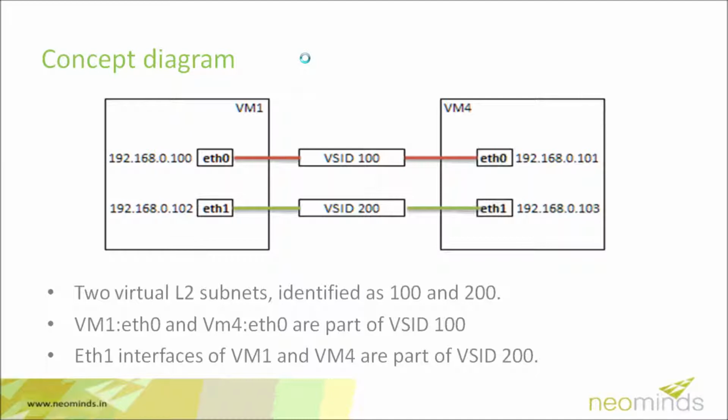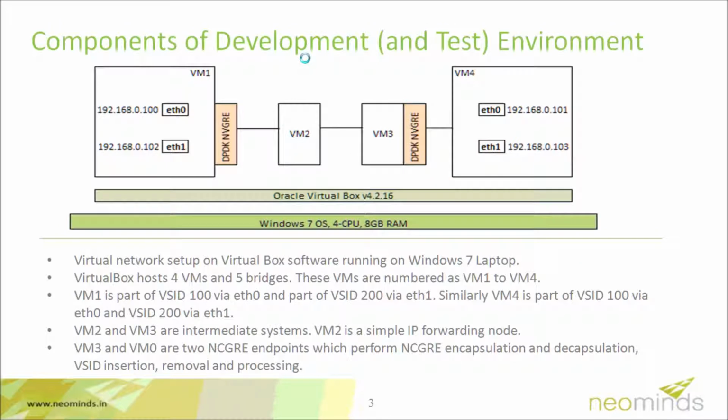Let's see how this concept is realized in our project environment. We use a Windows 7 laptop with 4 CPUs and 8 GB RAM. This laptop runs Oracle VirtualBox software on that. So VirtualBox acts as a hypervisor which hosts 4 virtual machines on that.